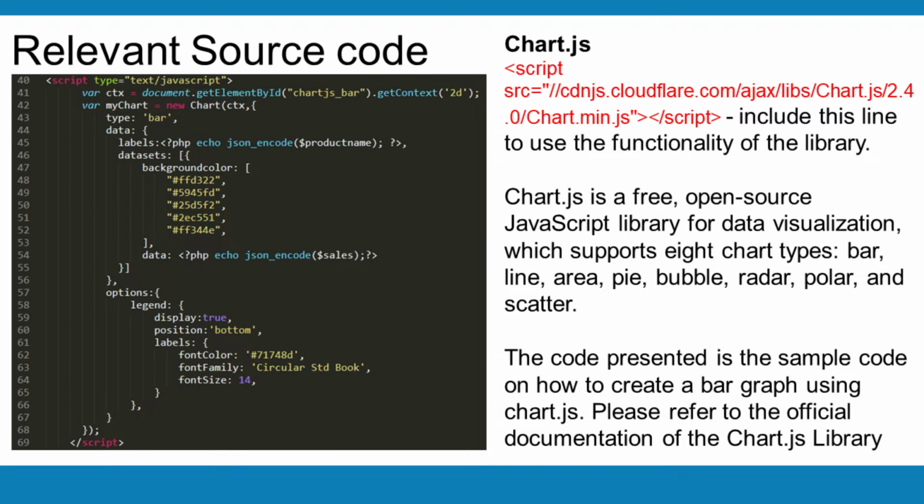Chart.js: include this line to use the functionality of the library. Chart.js is a free, open-source JavaScript library for data visualization, which supports 8 chart types: bar, line, area, pie, bubble, radar, polar, and scatter. The code presented is the sample code on how to create a bar graph using Chart.js. Please refer to the official documentation of the Chart.js library.